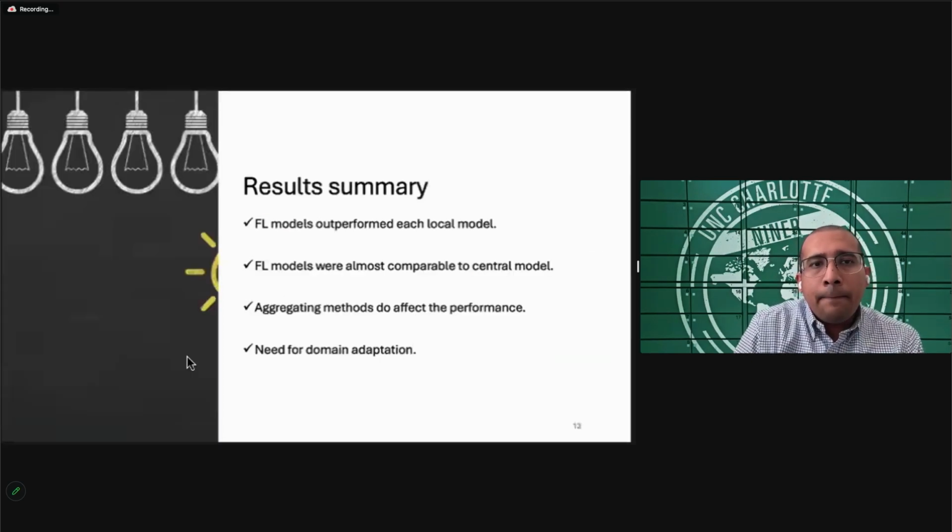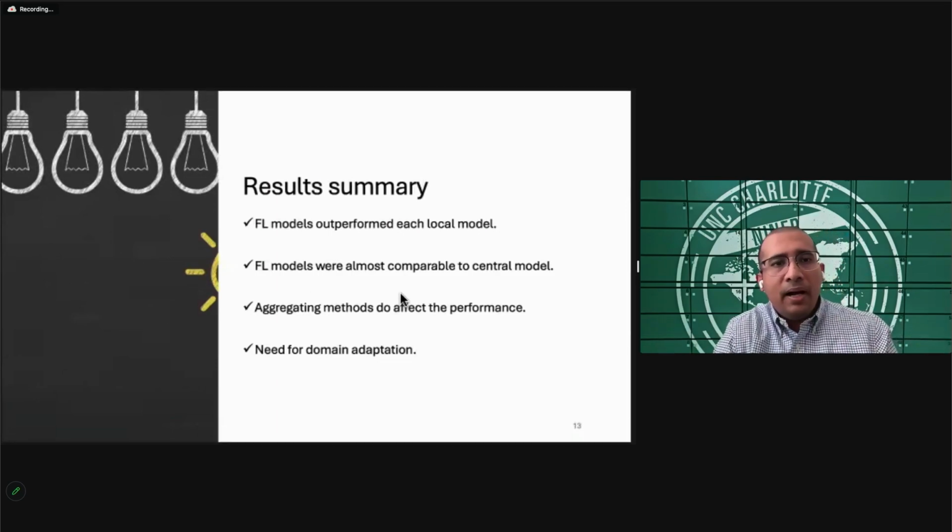The summary is basically we saw that the federated learning models outperformed each local model, and even were comparable to a central model, where the central model had access to all the data sets. A federated learning model did not have access to all the data sets, but it has access to the parameters. And aggregating methods do affect the performance, because we found out that some methods worked better than the others. We also found out there's a need for domain adaptation, which is a really important factor in using federated learning for medical applications.